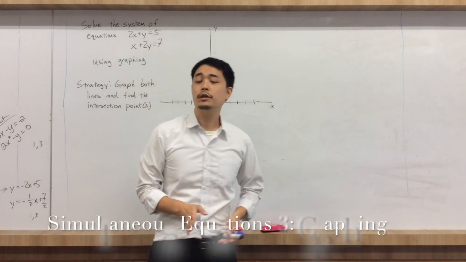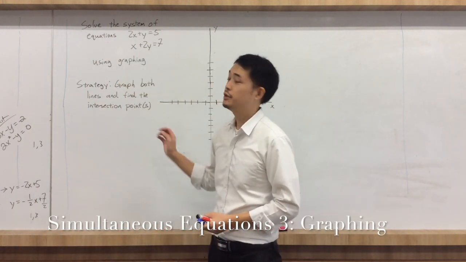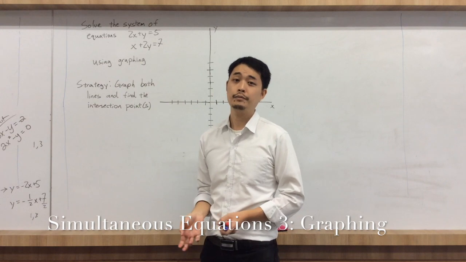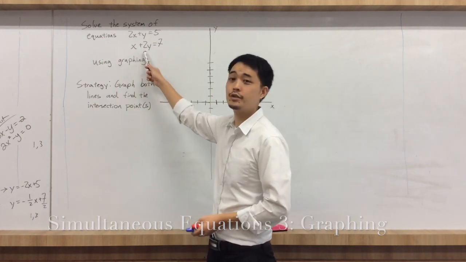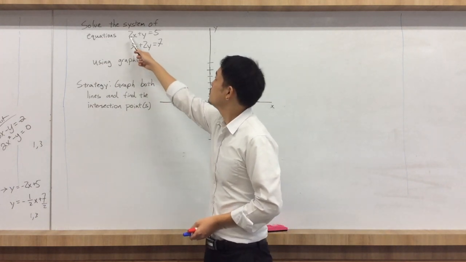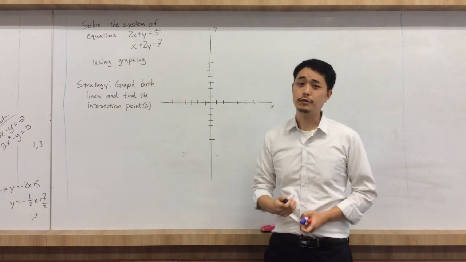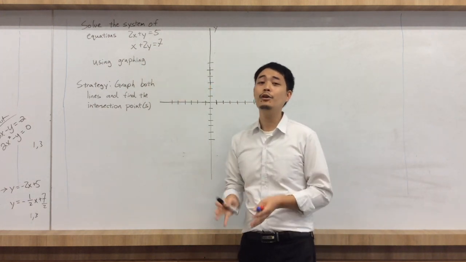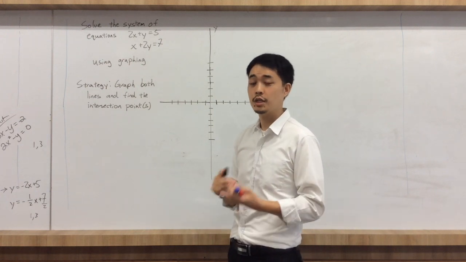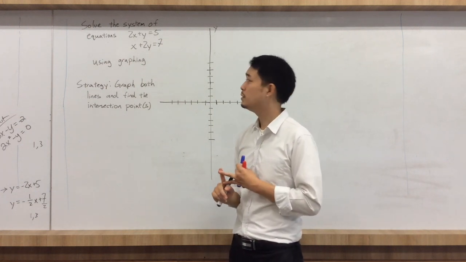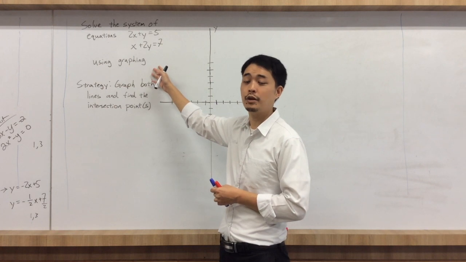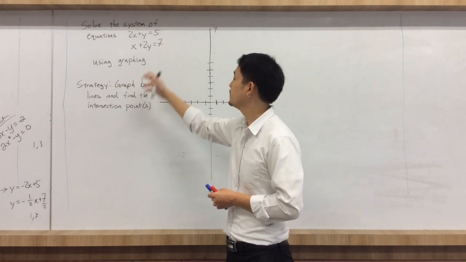Today what we're going to look at is how do we solve systems of equations using graphing. Up here I have this example problem: 2x plus y equals 5 and x plus 2y equals 7. You already know how to solve these problems using substitution and elimination, but today we're going to learn how to solve these problems using graphing.